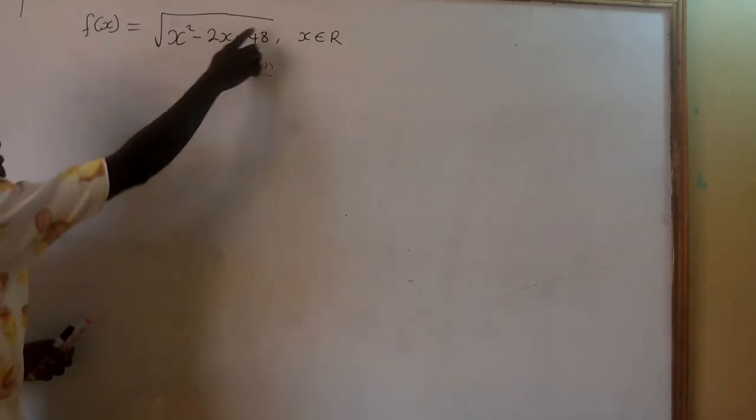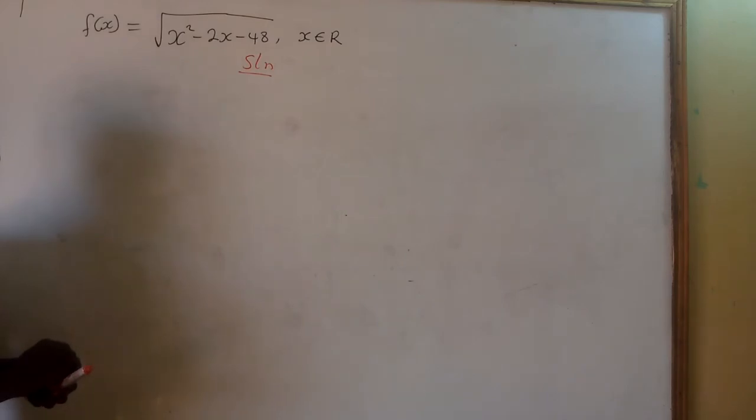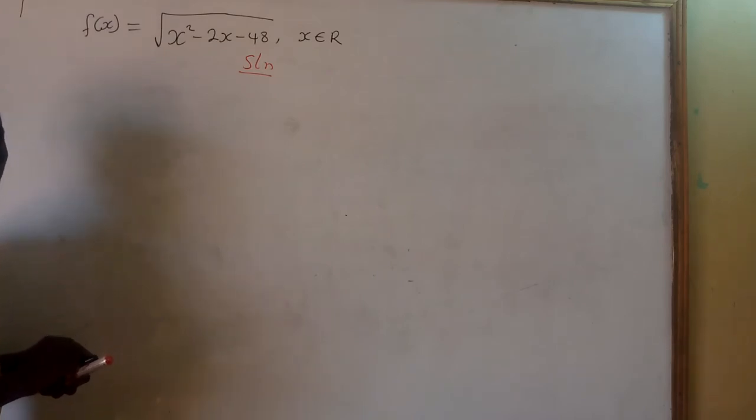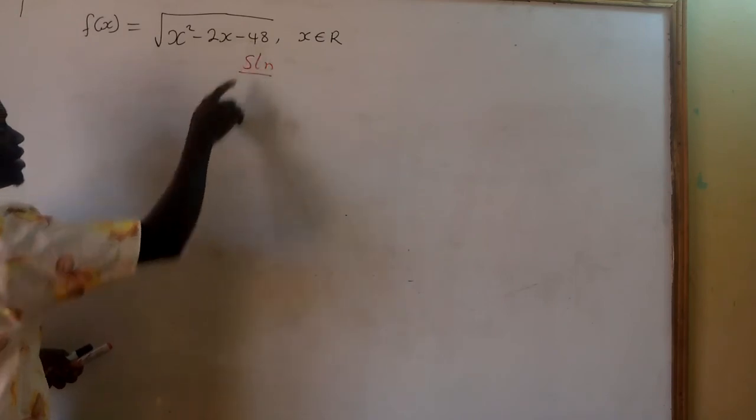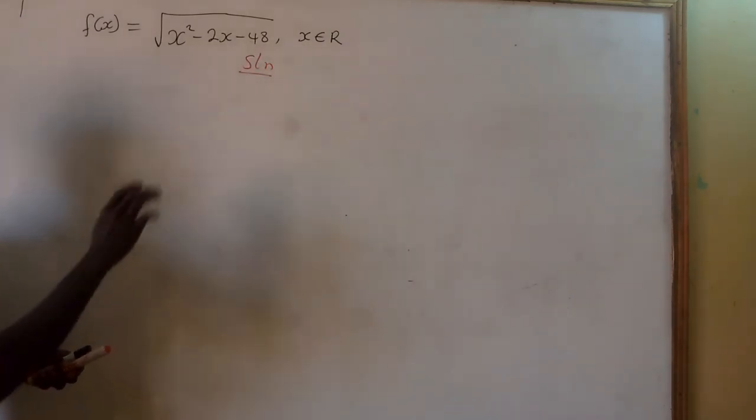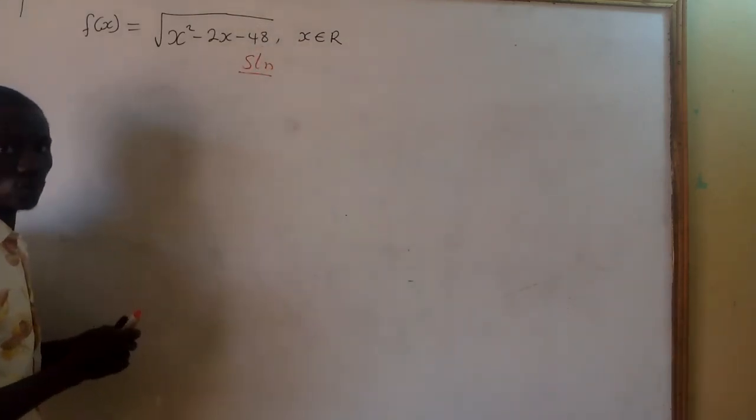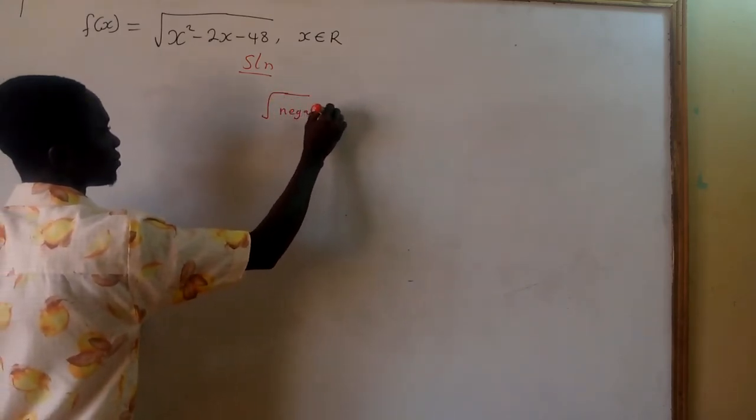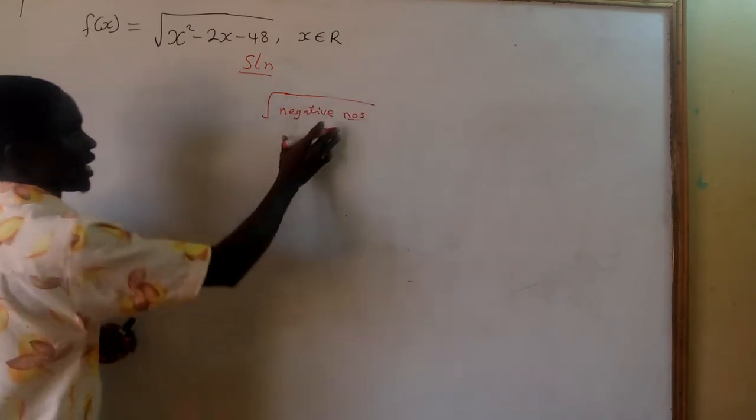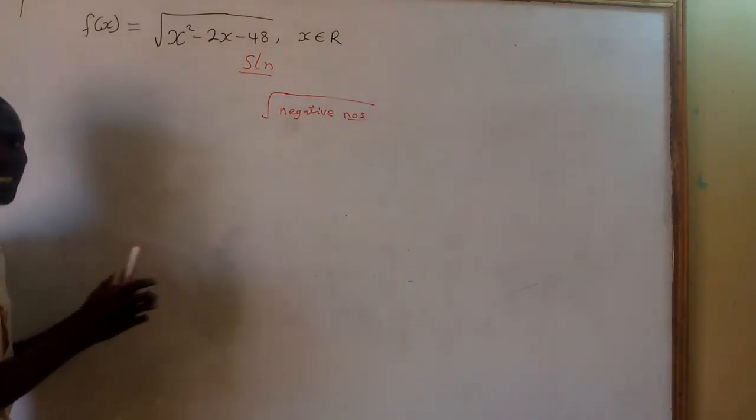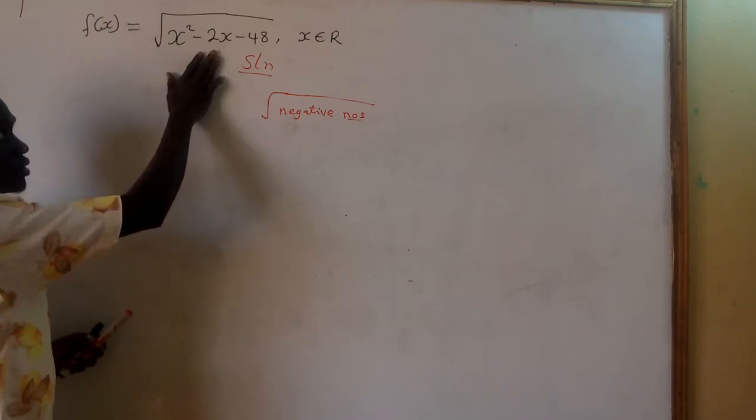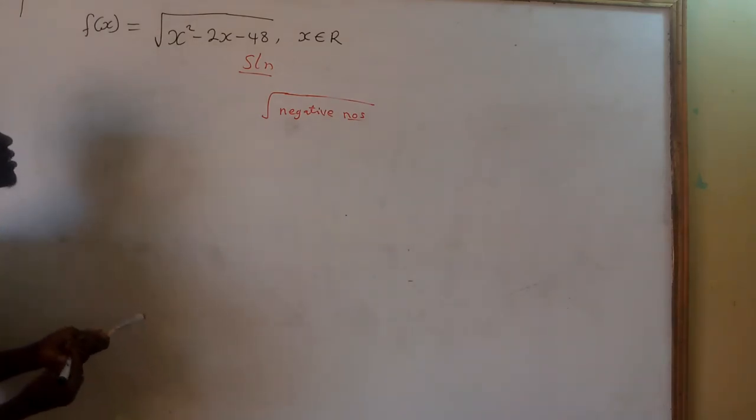Now, since the function contains a radical or square root, the function is not defined for x squared minus 2x minus 48 less than 0. That is, if the expression under the square root is less than 0, we are going to have square root of negative numbers. And square root of negative numbers are what? Complex numbers. So, for this function to be defined, the expression under the square root should not be less than 0.